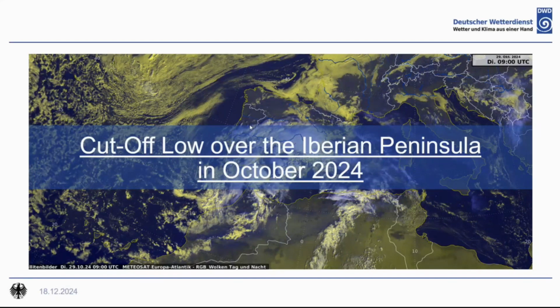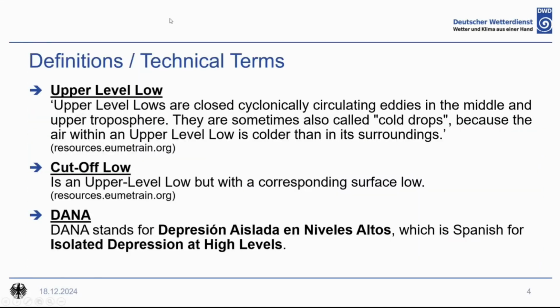After that, we will describe the impacts of the cutoff low and the weather based on this specific case. And last but not least, we will describe how the cutoff low gets integrated into the main upper level westerly flow.